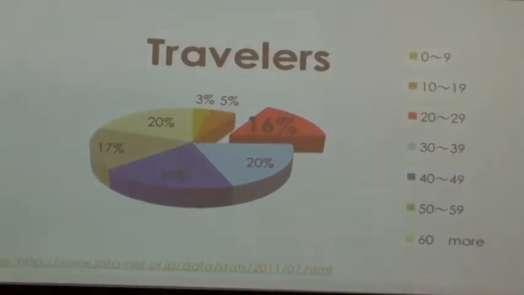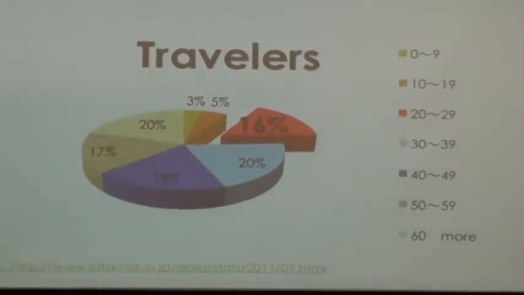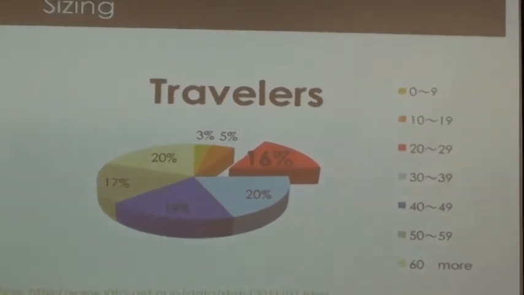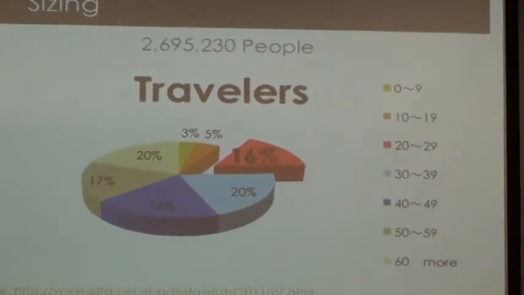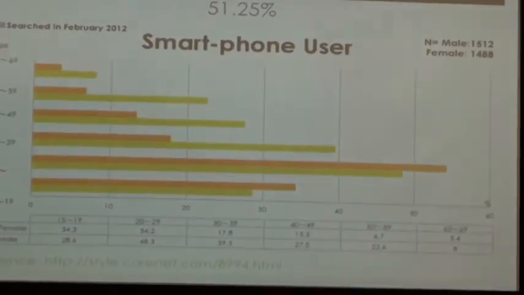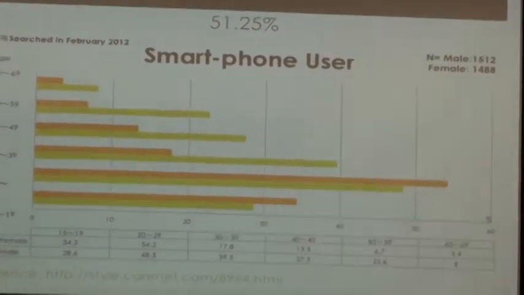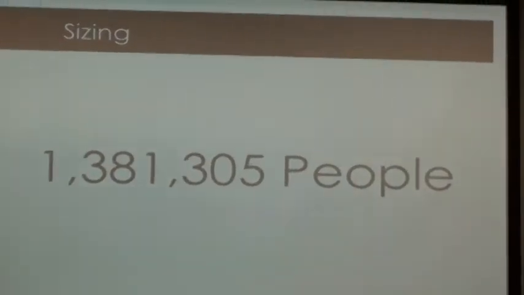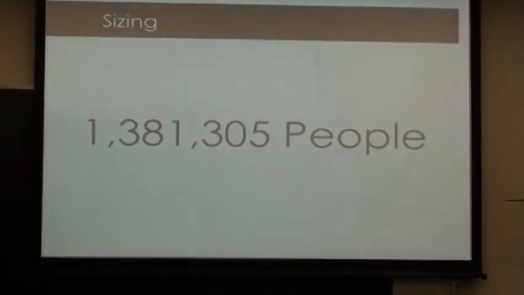And next, sizing. This is a graph of all the Japanese travelers who go overseas in 1 year, and as you see, 16% are in our target age group. And this is over 2 million people. And 51% of this group already have smartphones. Therefore, over 1 million people are possible targets for our application.